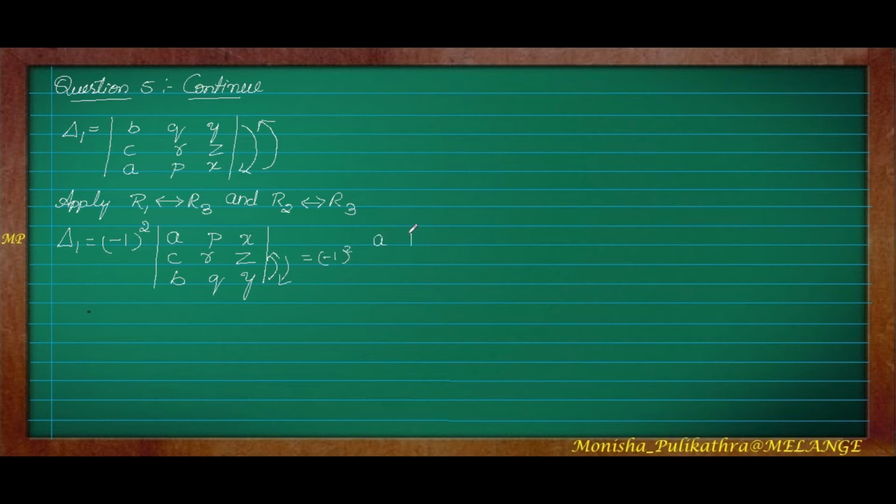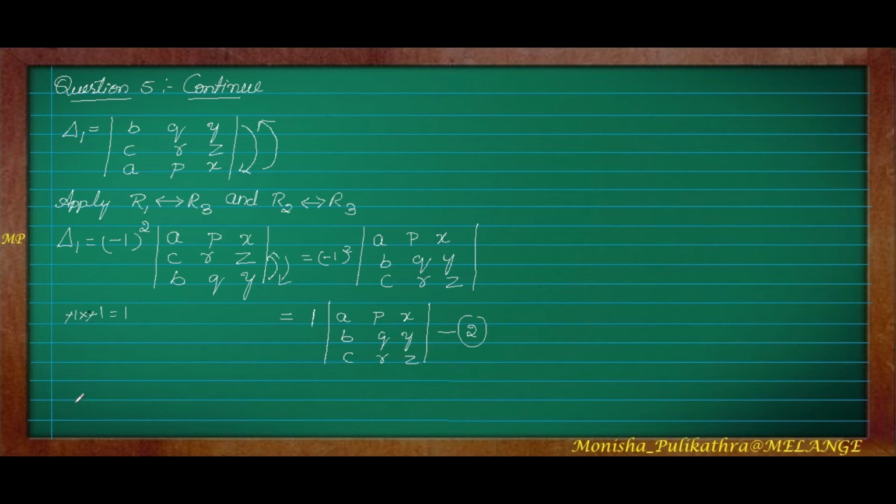So now APX will be there as it is because only one time we have changed it, and here the CRZ and BQY also interchange. So BQY here and CRZ moves to the last position. Now minus 1 whole square. What is minus 1 whole square? Minus 1 whole square is 1 because minus 1 into minus 1, minus minus gets cancelled. 1 into APX, BQY and CRZ. Okay, let this be equation 2. So this is the solution for the delta 1 section.